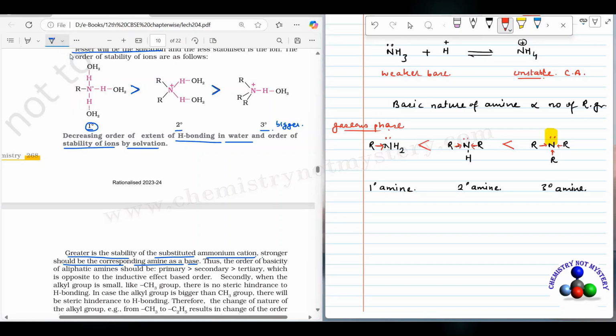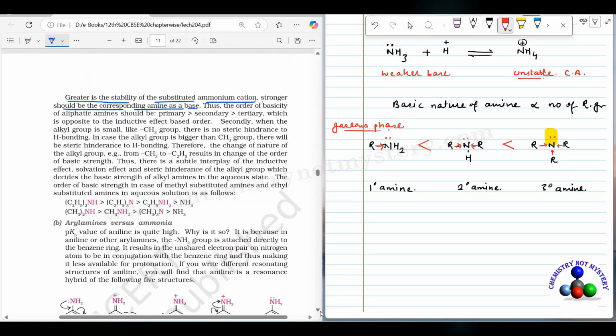As the cation formed by the primary amine gets stabilized by solvation, that's why primary amines are expected to be more basic than secondary amines, and tertiary amines are expected to be the least basic among them in aqueous medium. And this trend is opposite to the inductive effect based order. Secondly, when the alkyl group is small, like CH3, there is no steric hindrance to the hydrogen bonding. So another factor is introduced: steric hindrance.